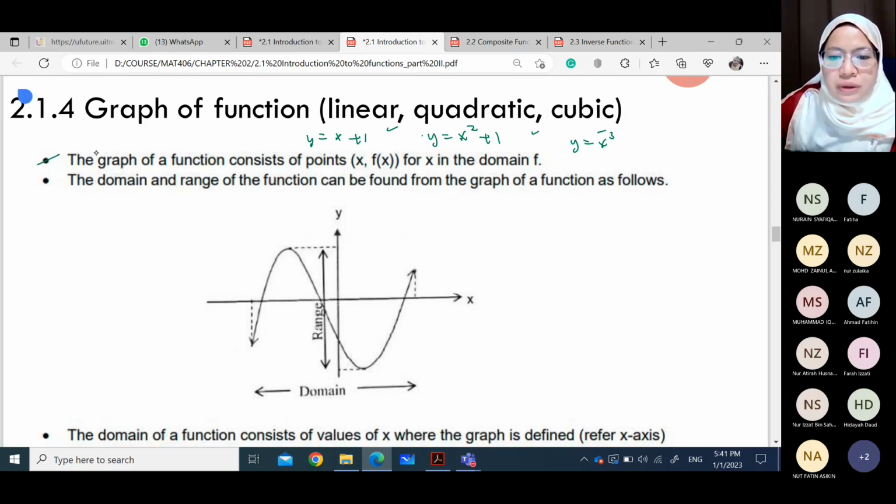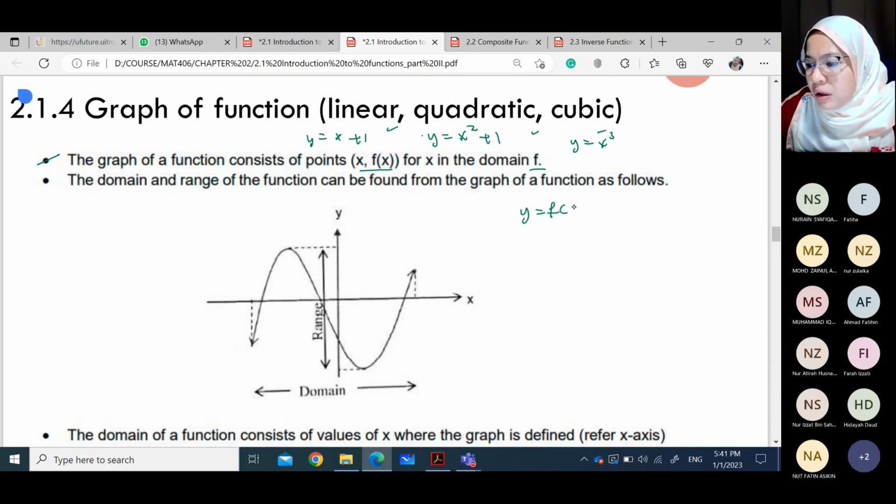Okay, so now we look at this one. The graph of a function consists of point x, f of x. Okay, for x in the domain of f. So x is a domain. And f of x is a co-domain. Okay, sometimes kita juga letakkan y equal to f of x. Okay, iaitu function of x is a y. Sebab y ini adalah range. Okay, so domain dia adalah x. So nilai y bergantung kepada x. Begitu juga dengan function f yang ini.